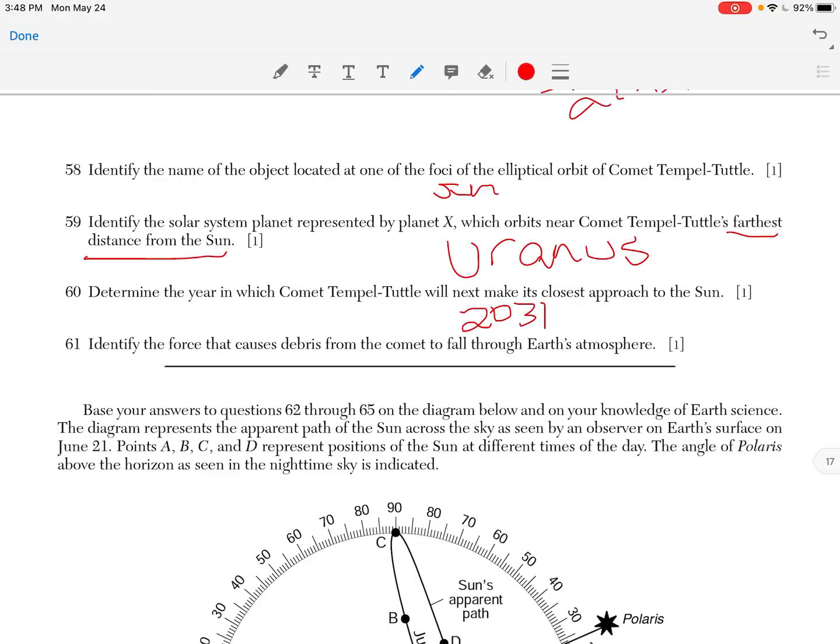Okay. Number 61. Identify the force that causes debris from the comet to fall through Earth's atmosphere. To fall, right? Things that are falling back down to Earth are falling because of the force of gravity. So that's just kind of a common sense question. It didn't really require a lot of earth science knowledge. You just have to know that gravity is the force that draws things towards the center of Earth. Okay, so that's number 61.